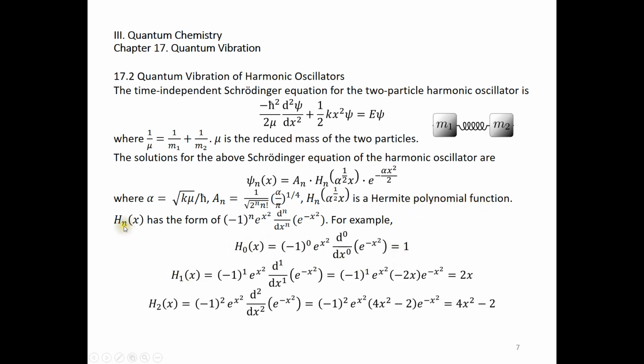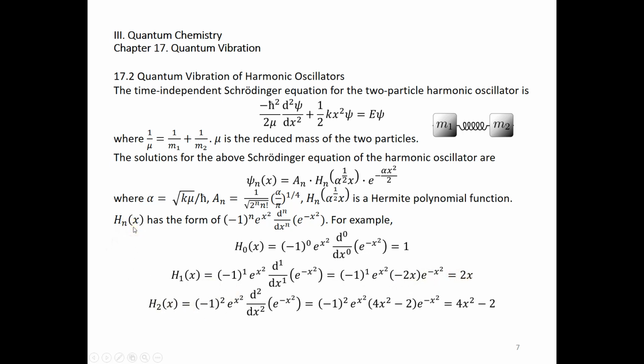Now, what if n equals 1? When n is 1, we have negative 1 to the power of 1. We have e to the power of x squared. We take the first derivative of e to the power of negative x squared. That's negative 2x times this Gaussian function. The final result is 2x.